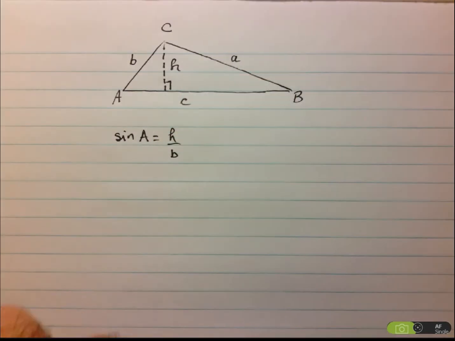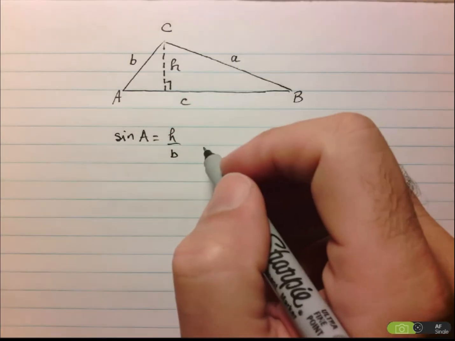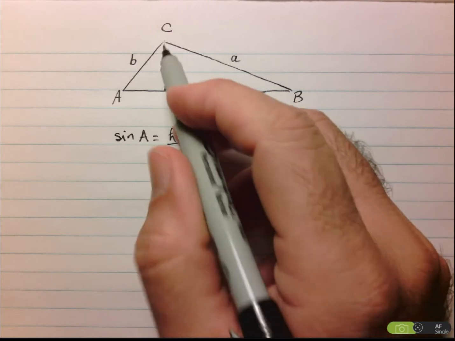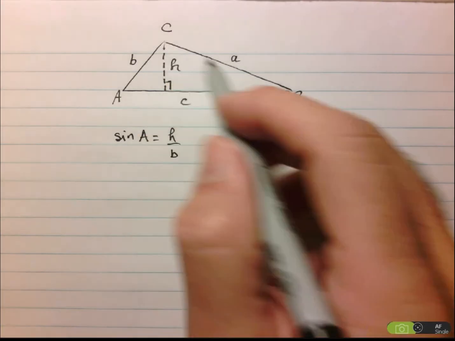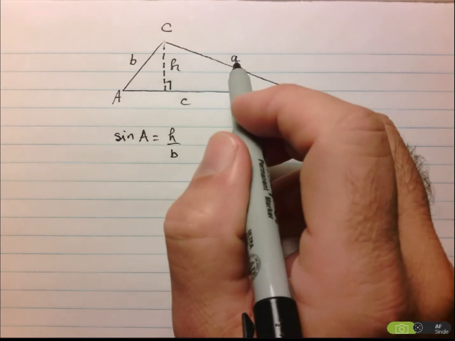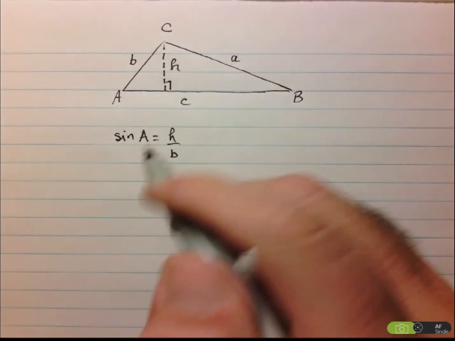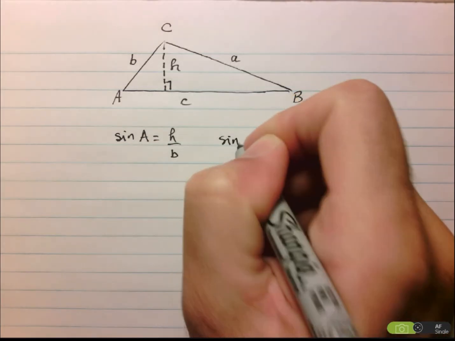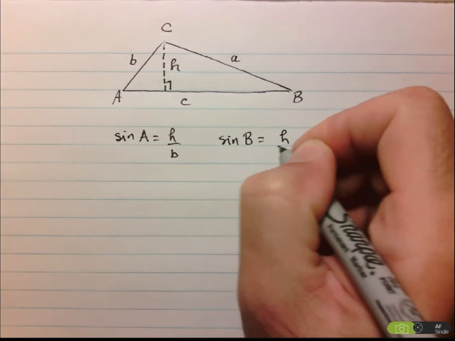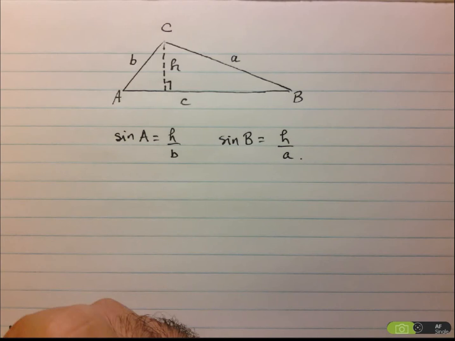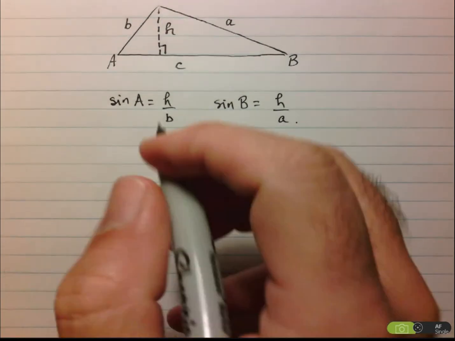Now let's take a look at the right-hand side, and I see something similar because the height here is just the opposite side to angle B, and the hypotenuse happens to be side a, which is in the larger triangle. So let's write out again: sine of angle B is equal to h over side a. Now we have this system of equations.